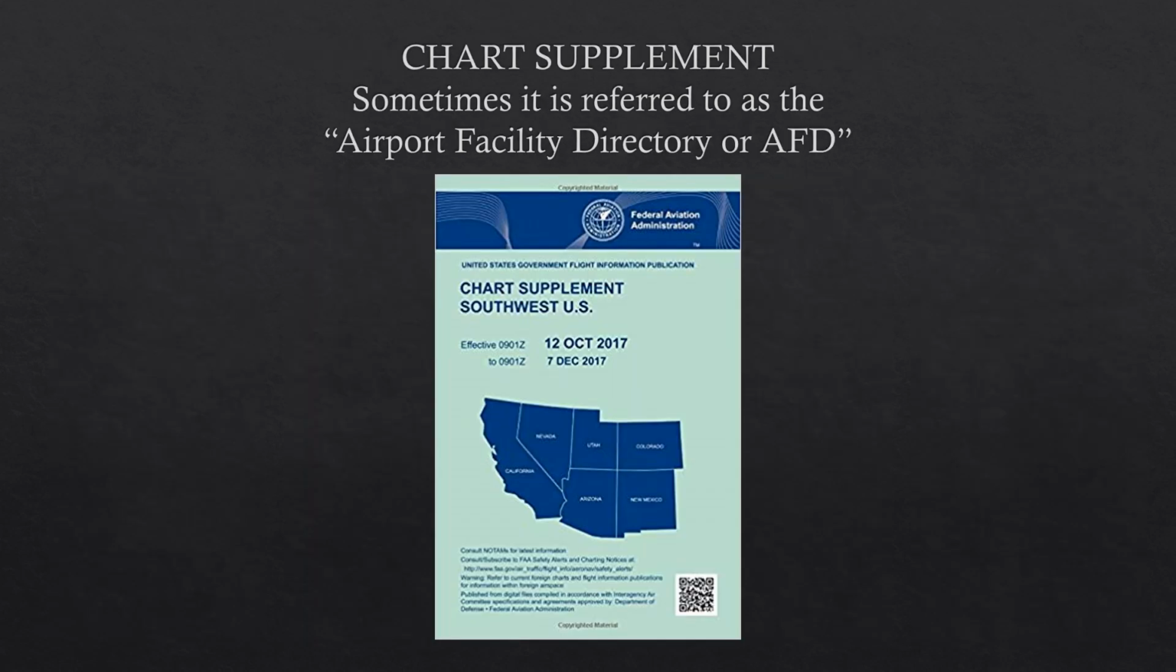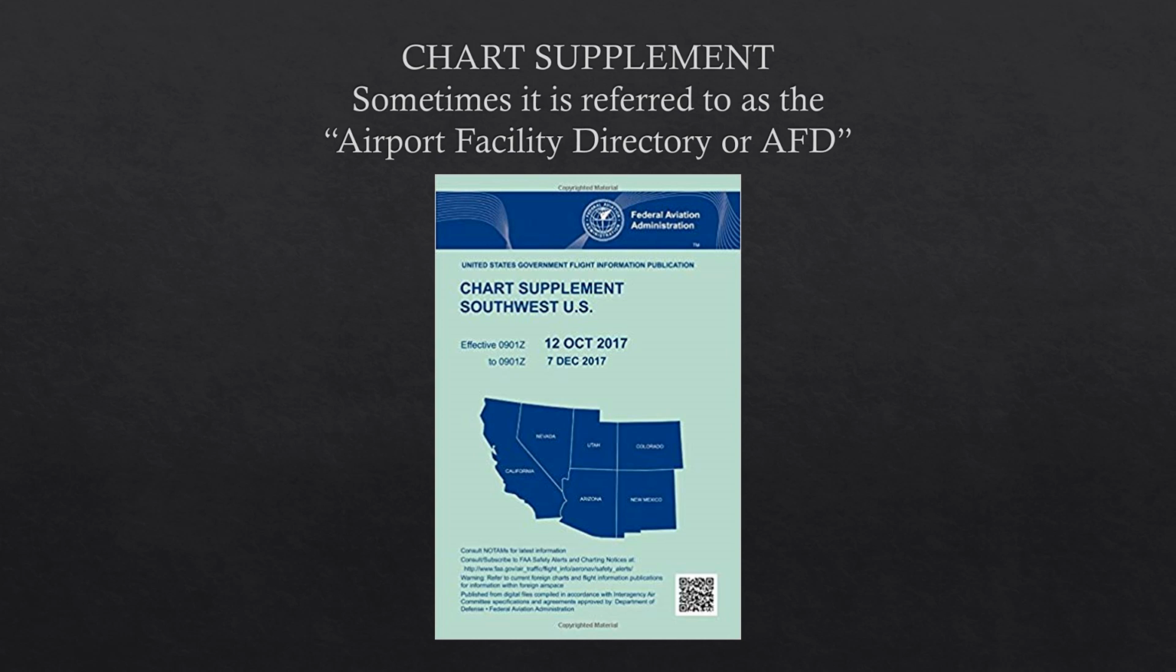Chart supplement, sometimes referred to as the Airport Facility Directory or AFD. The older your CFI is, or the older the pilot is, the more they refer to them as the AFD. They recently changed them to this chart supplement because it supplements the chart, the VFR sectional. I think it makes more sense calling them the AFD. The reason being, it is a directory and it tells you what each facility has. So Airport Facility Directory makes more sense than chart supplement to me.